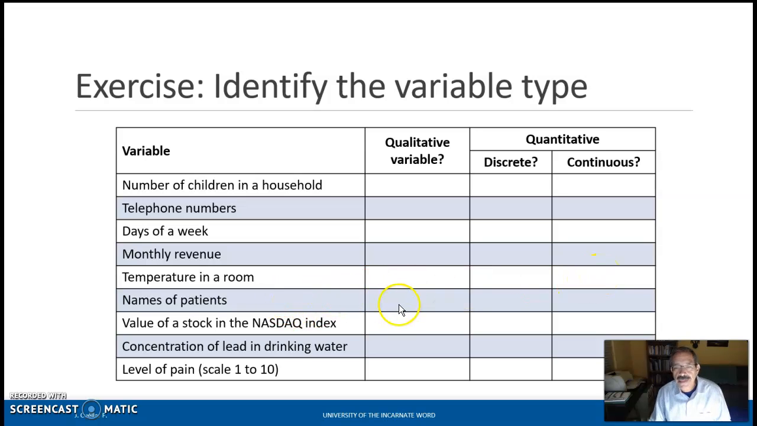The names of the patients in the hospital. Again, these are labels, the names of the individuals, to identify them. So this will be a qualitative variable, and the categories will be the names of the patients.